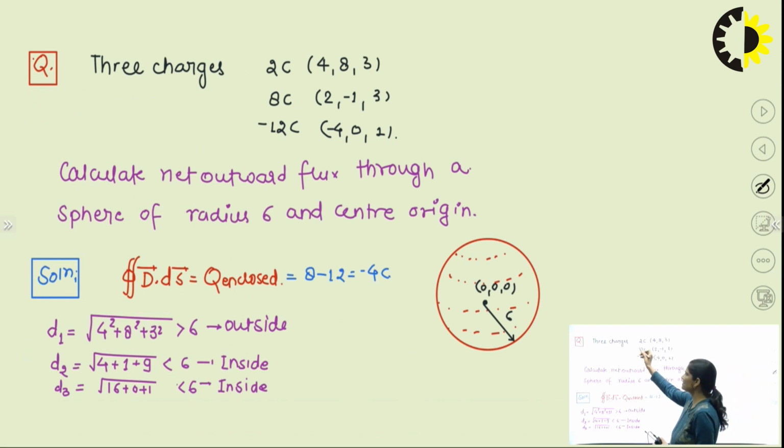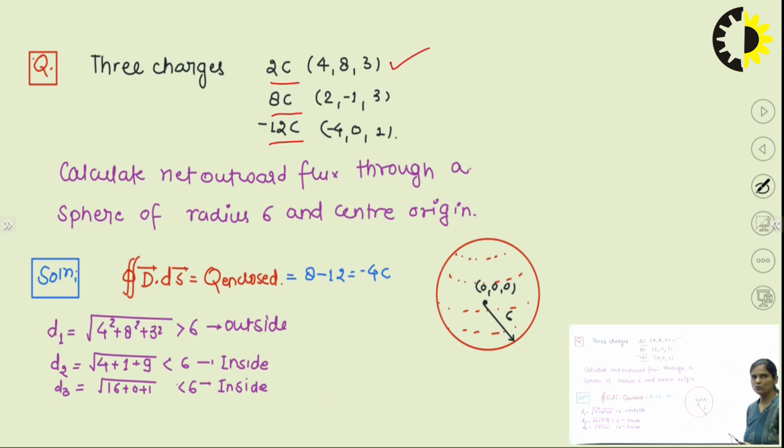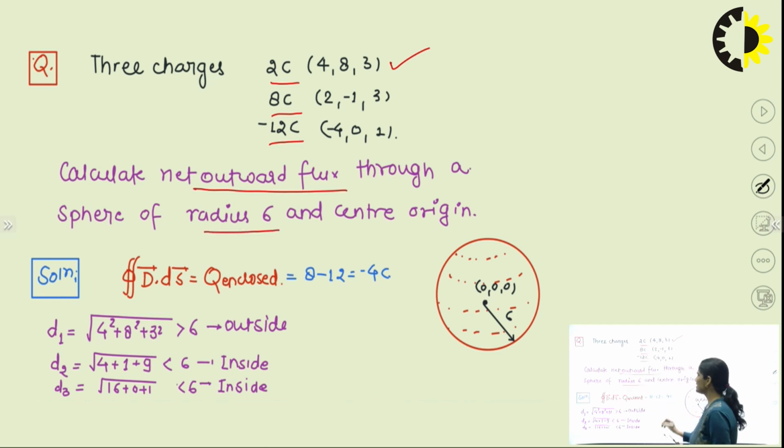Now let us take another example. Again there are 3 charges. The first is 2 coulomb, the second is 8 coulomb, and the third one is minus 12 coulomb. The first charge's coordinates are 4, 8, 3. The 8 coulomb charge's coordinates are 2, -1, 3. The third charge, minus 12 coulomb, has coordinates -4, 0, 1.